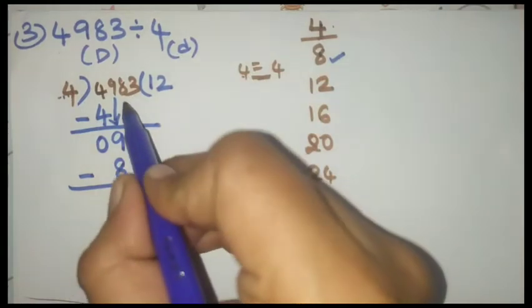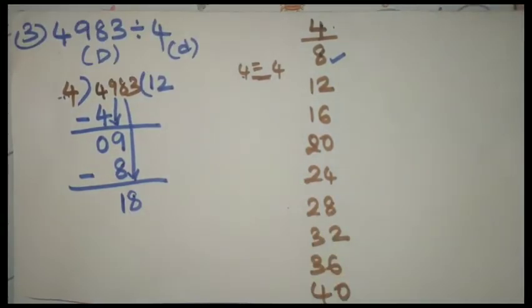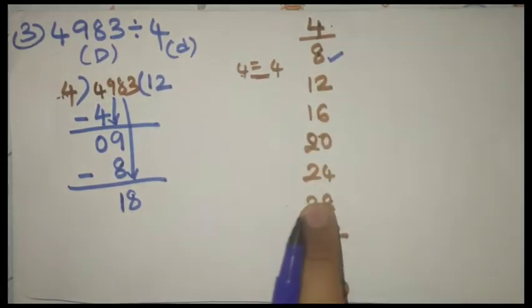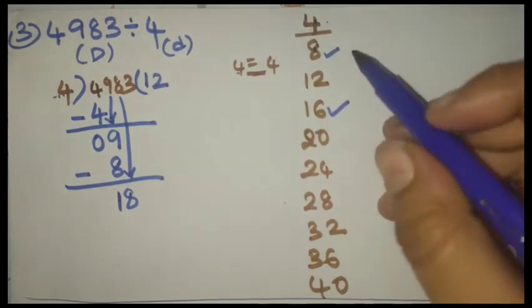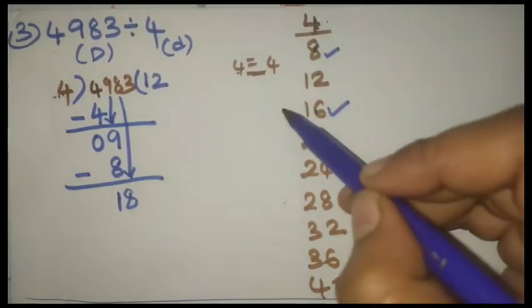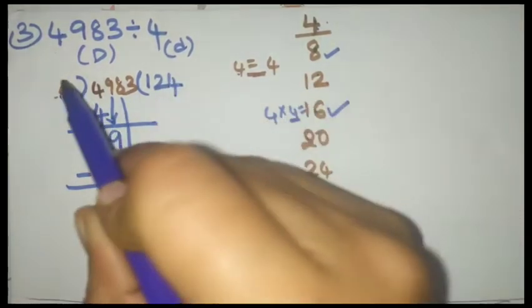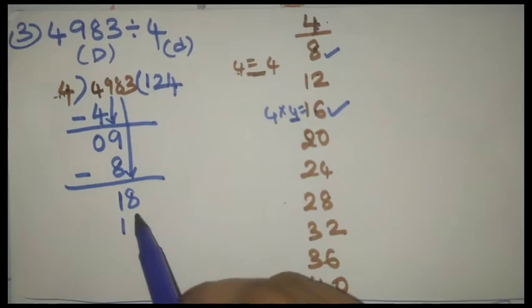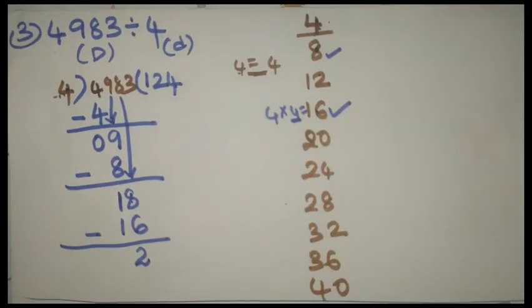Now step 3. We have to bring this 8 down here. Now check. In the 4 table will we get 18? No. We will get 16. When we say 4 ones are 4, 4 twos are 8, 4 threes are 12, 4 fours are 16. So we'll write this 4 here. 4 fours are 16. Now we have to do subtraction. 18 minus 16 is 2.